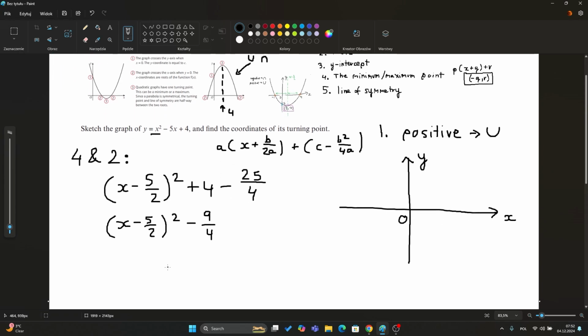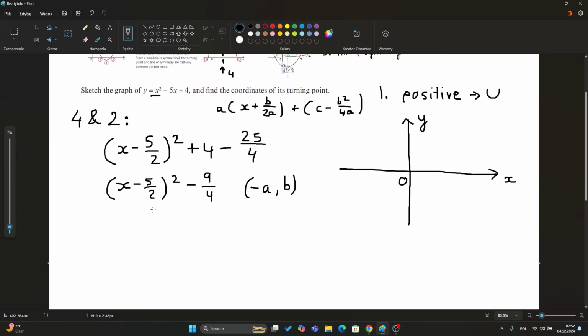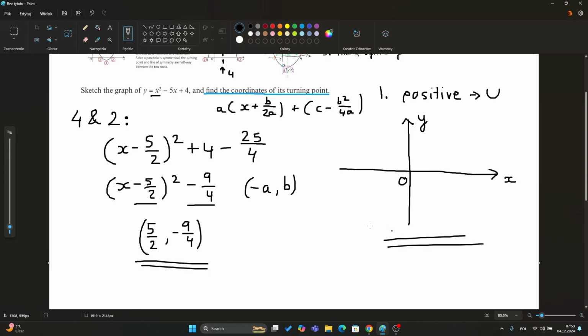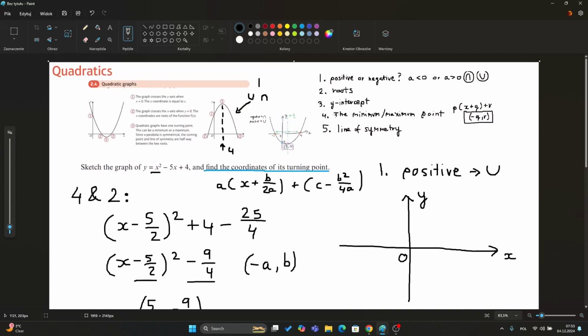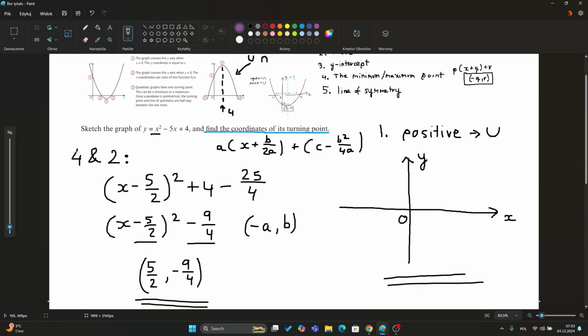So here is the equation for completing the square, and we're going to do it like so. When we get to this point, when we complete the square, we can use the formula, which is minus a and b, where a is here and b is here. So if we invert the sign of a, which gives 5 over 2, and we keep the minus 9 over 4, we get a coordinate for the turning point. That is our fourth step for the turning point, which is here.